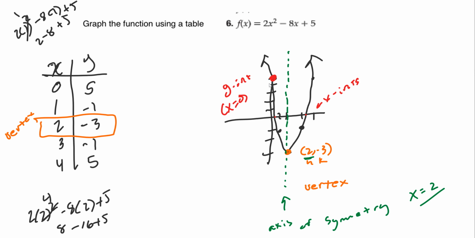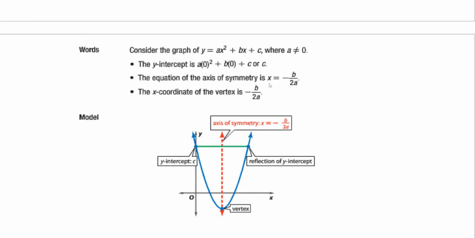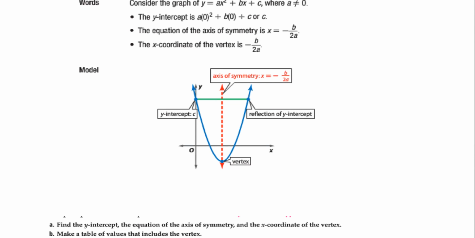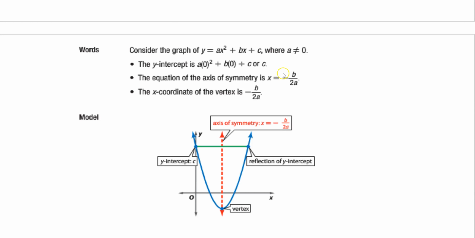Okay, so let's talk about the shortcuts for doing that. If I give you a normal quadratic graph right here, a couple of things. If you want to find the y-intercept, like we always talk about, just set x equal to 0.